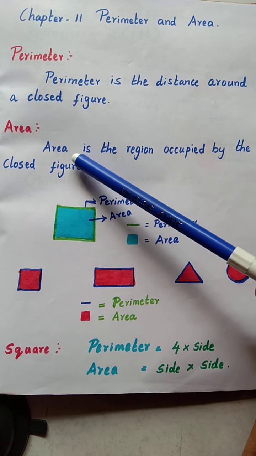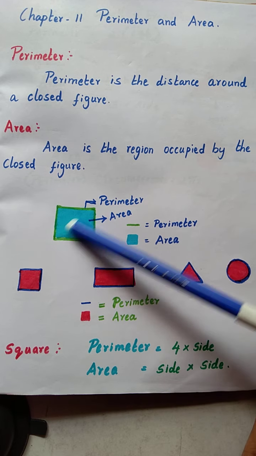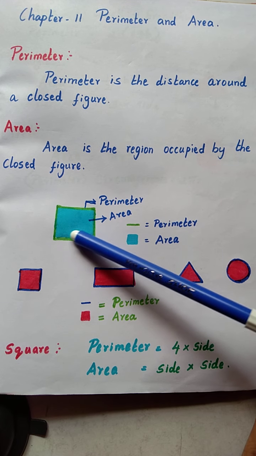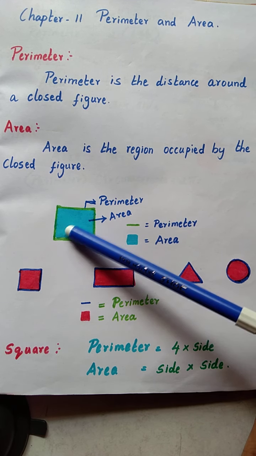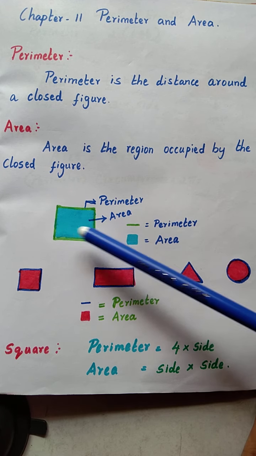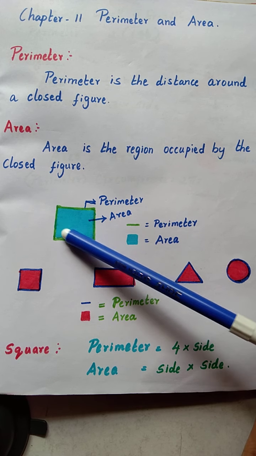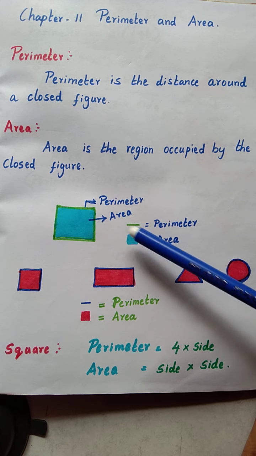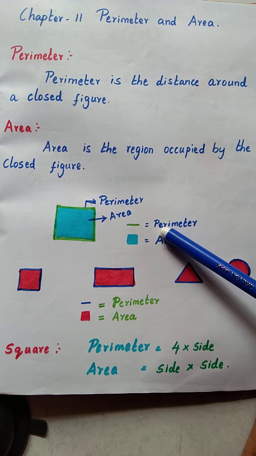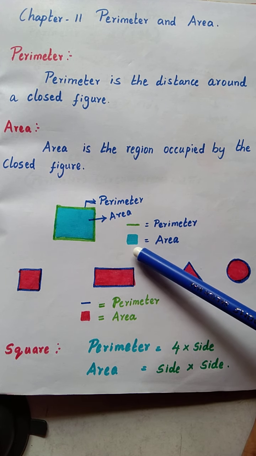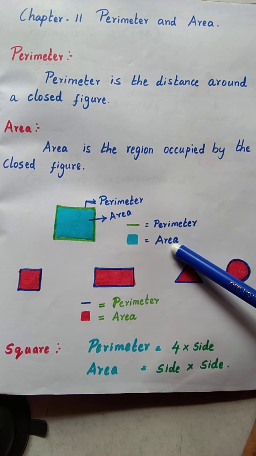Okay. So, what is area? Area is a shaded region. Area is the place which is shaded here. Can you see here? This is shaded. This blue color place we will call area. Clear? So, this one is perimeter. The green color line is the perimeter, and the blue color part is the area.